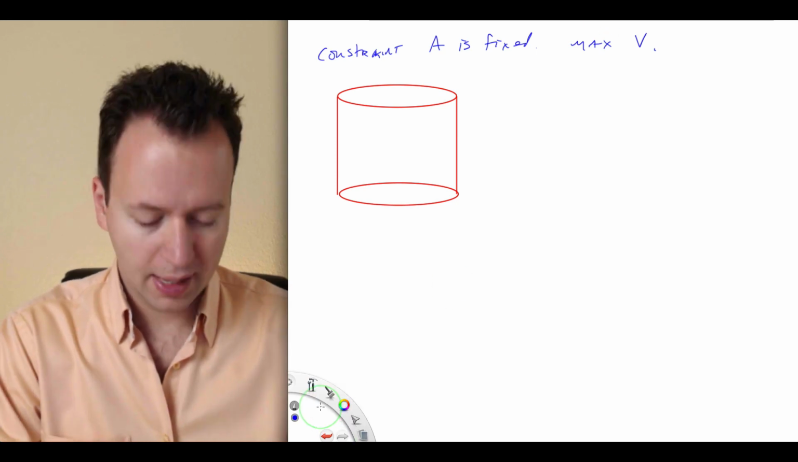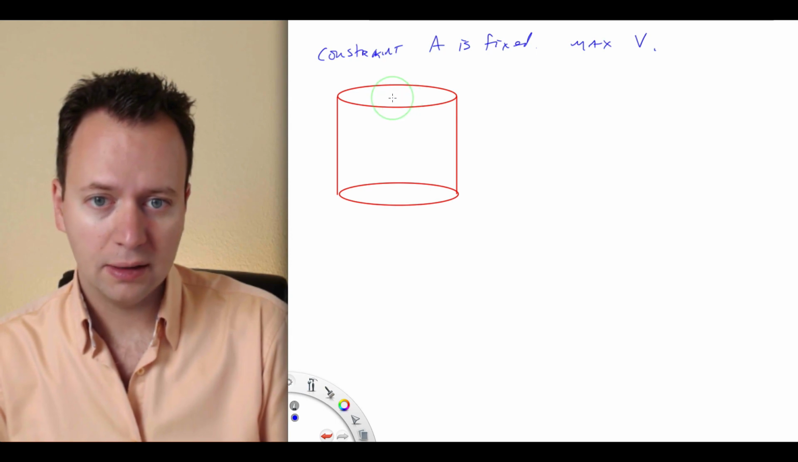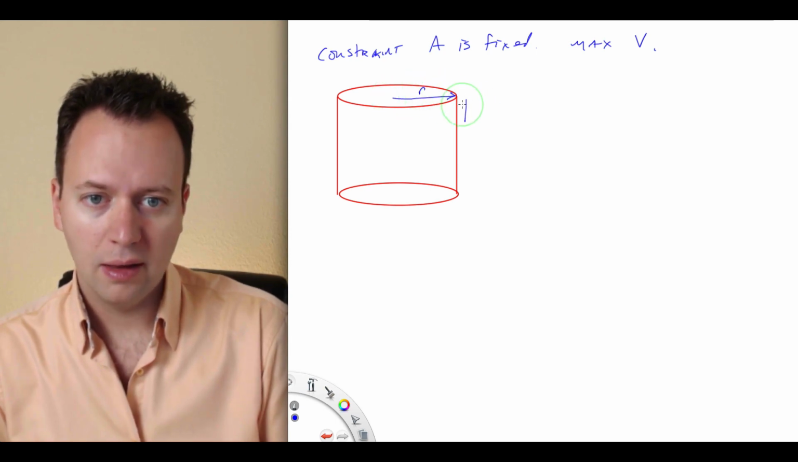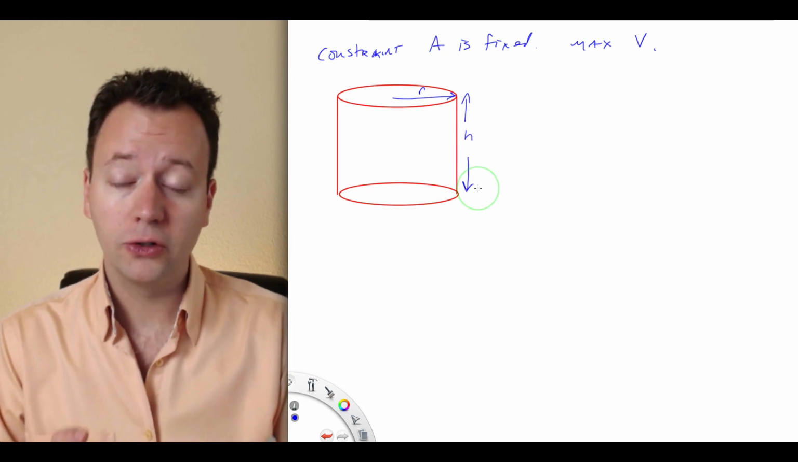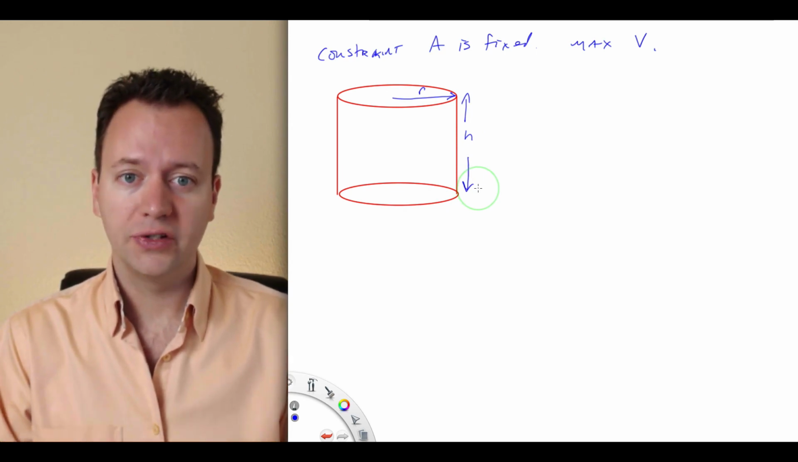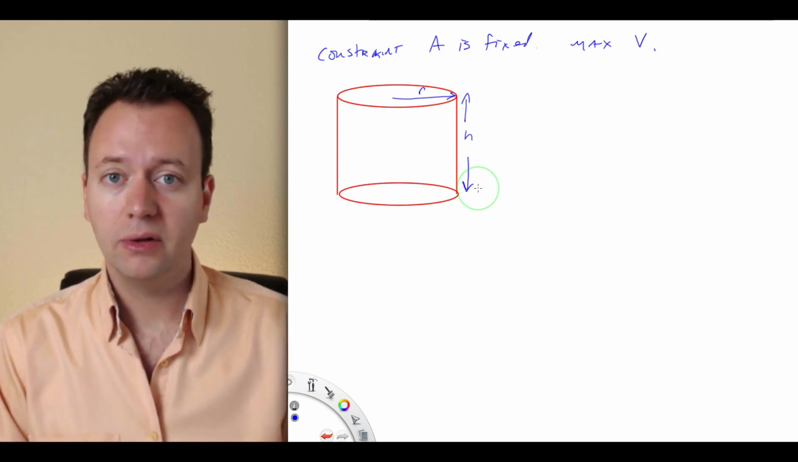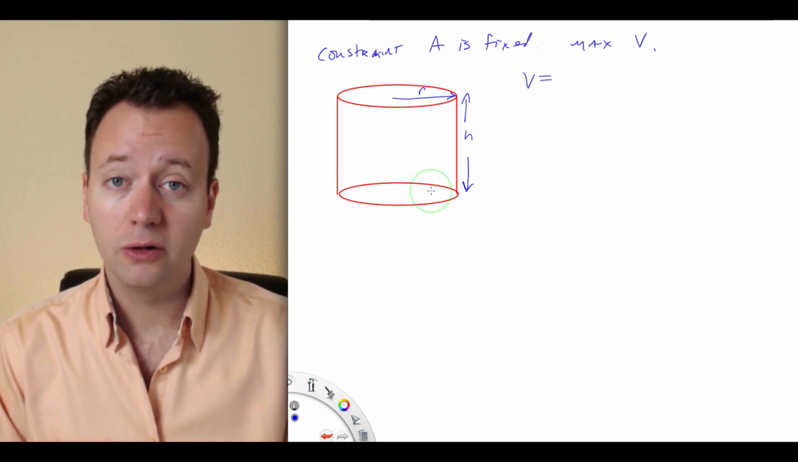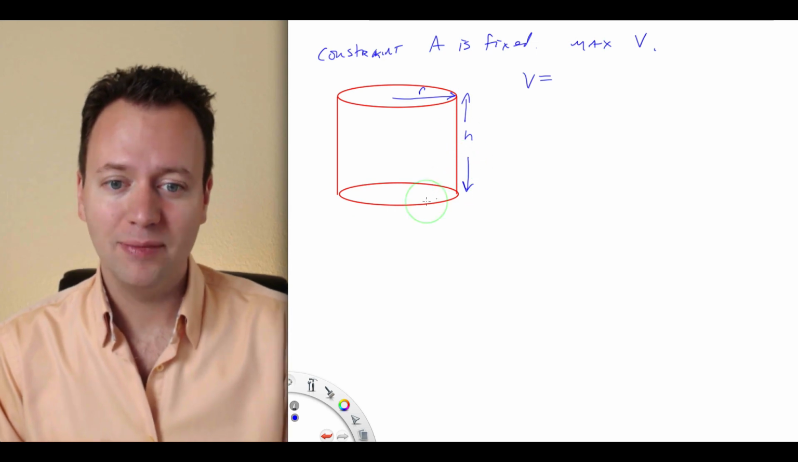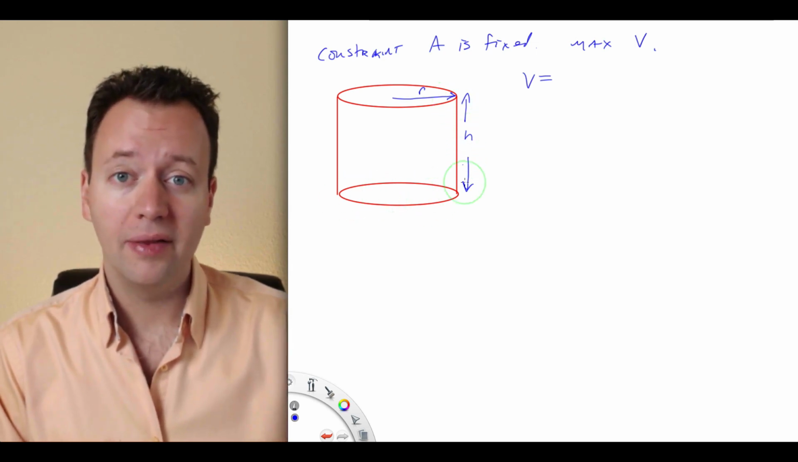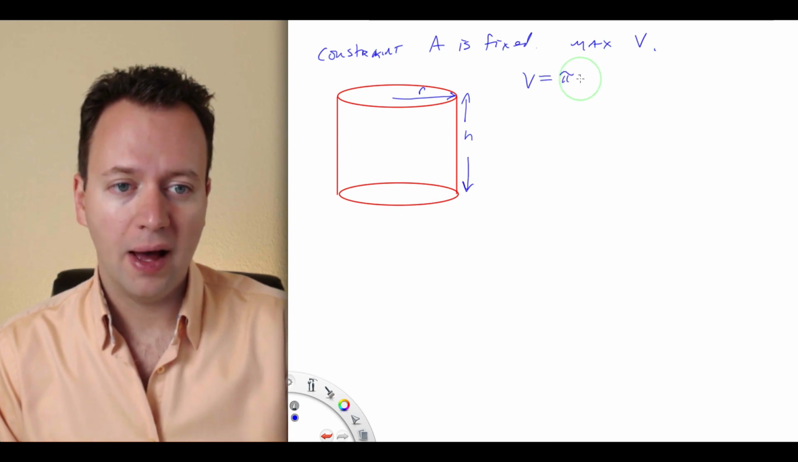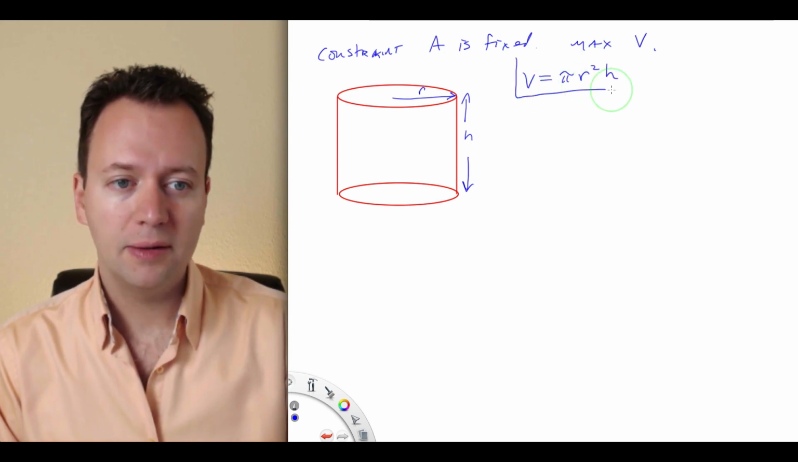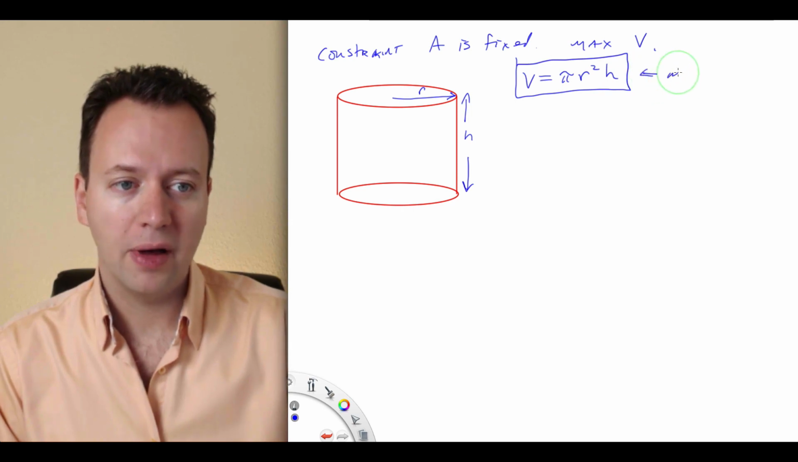So we have a cylindrical can, and the radius of the base is r, and the height is h. Those are our two variables that we are assigning, r and h, the radius of the base and the height. Now we need to come up with some formulas. First of all, the volume of a cylinder is equal to the area of the base times the height, so the volume is pi r squared h. So we're trying to maximize this function. We want to maximize V of r and h.